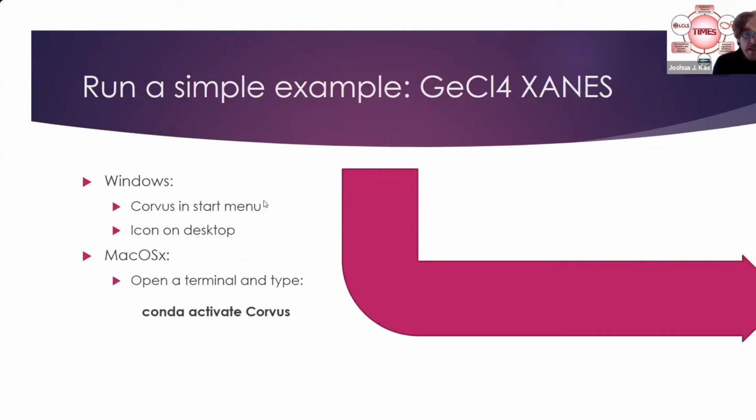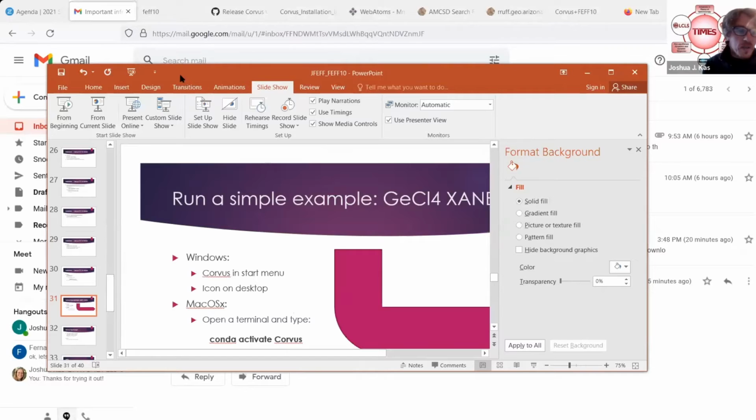And then to run on Windows, you can look in your start menu and there should be a Corvus folder with Corvus inside it, and you can start it that way. There's also an icon on your desktop. In Mac OS, you open a terminal and type conda activate Corvus. This is if you installed with conda with the installer. Then that's what you're going to do. And I'll show you how it looks here.